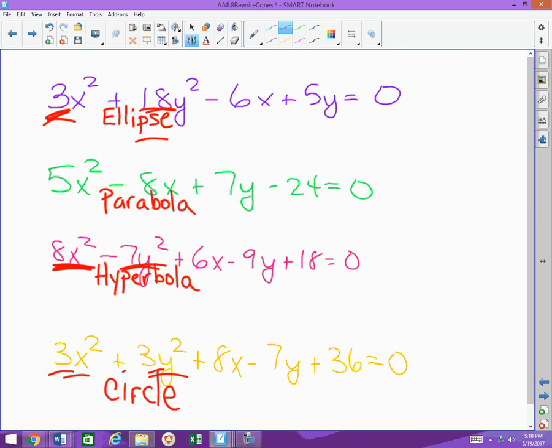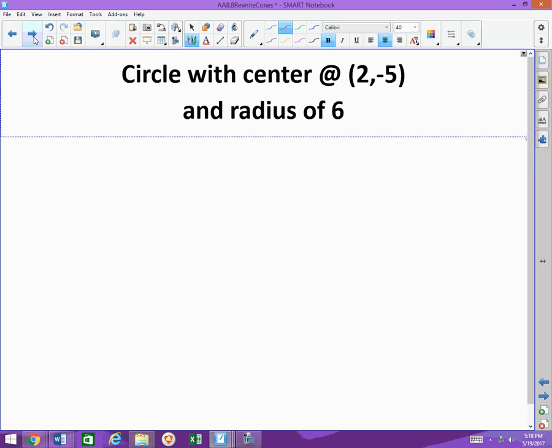It does not matter what these values are. Only the squared terms. So that's your first little lesson. So now how do we write this circle that has a center at (2, -5) and the radius is 6?